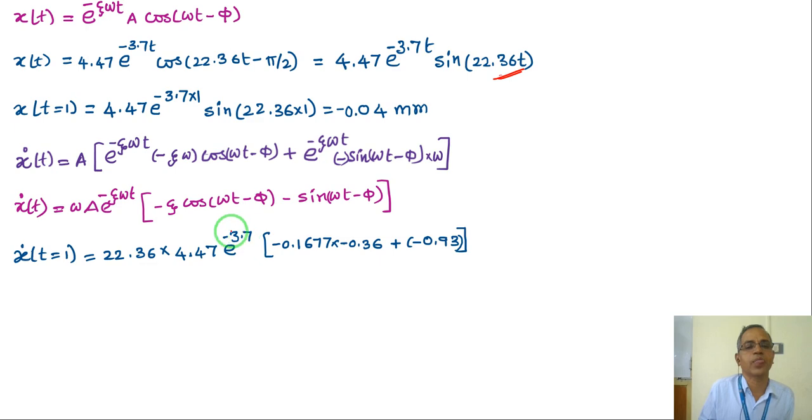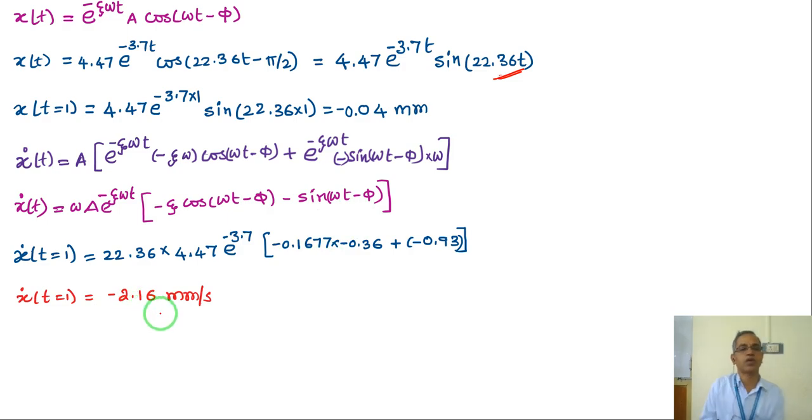The only care you have to take while substituting in the sine or cos is that here phi and omega are in terms of radians. So we need to convert into degrees if you are using the calculator setting of degrees, or you have to change the calculator setting to radians. So this value will be minus 2.16 millimeter per second. So this is the velocity, and here is the displacement, right? So this is what we get at time t equal to 1 second.